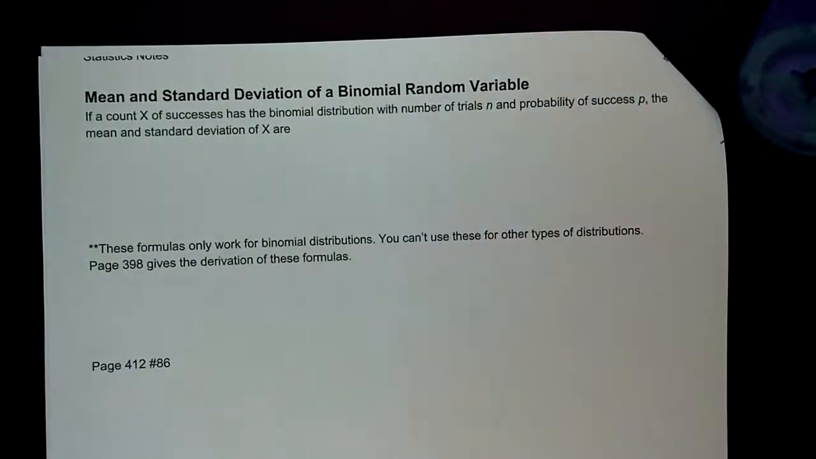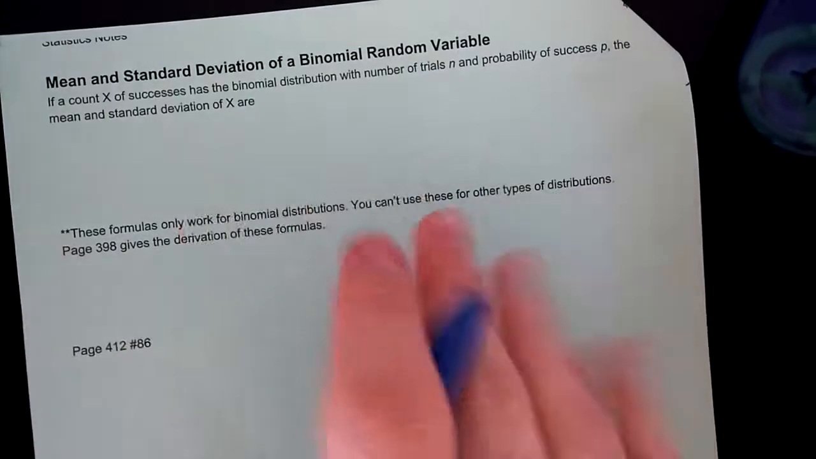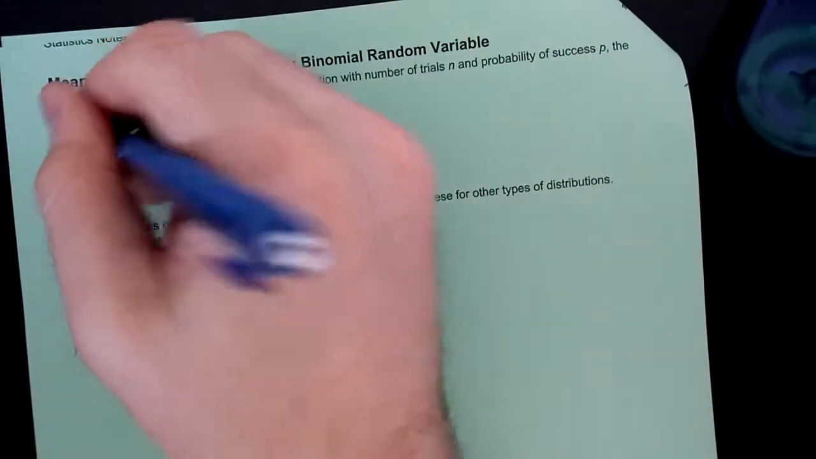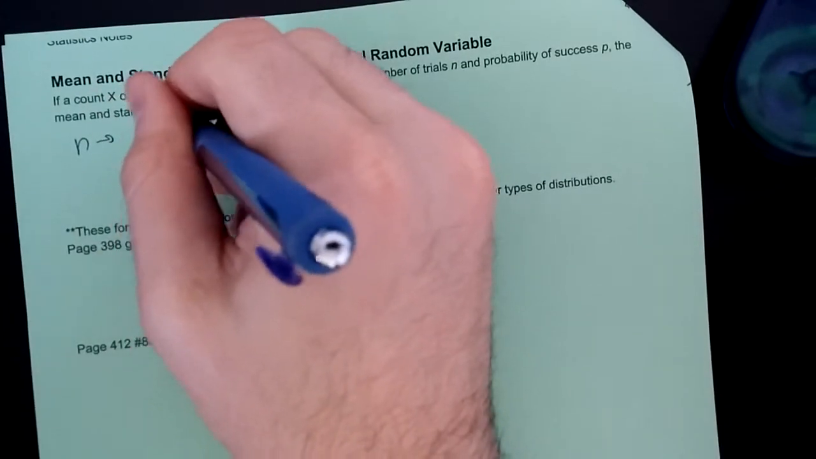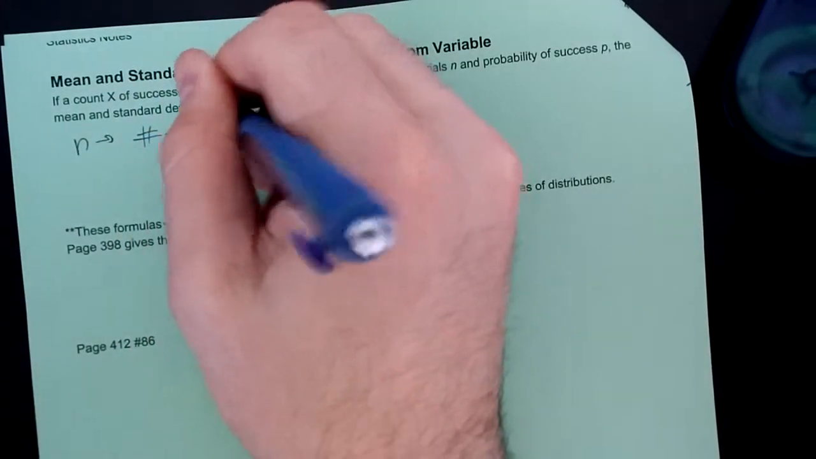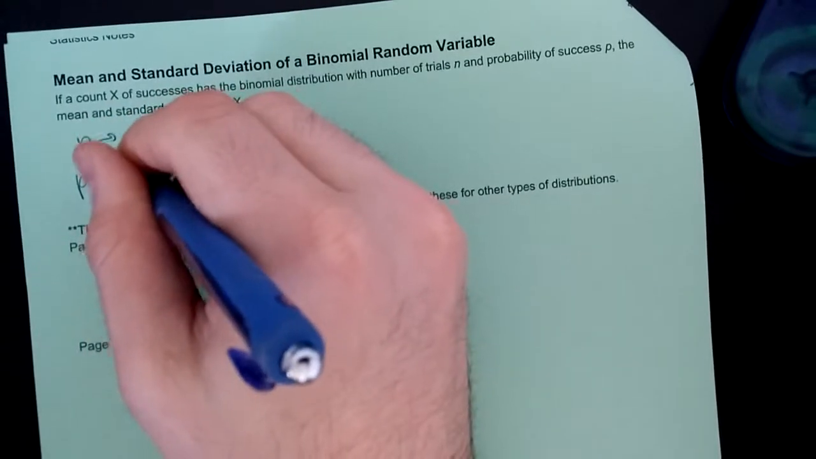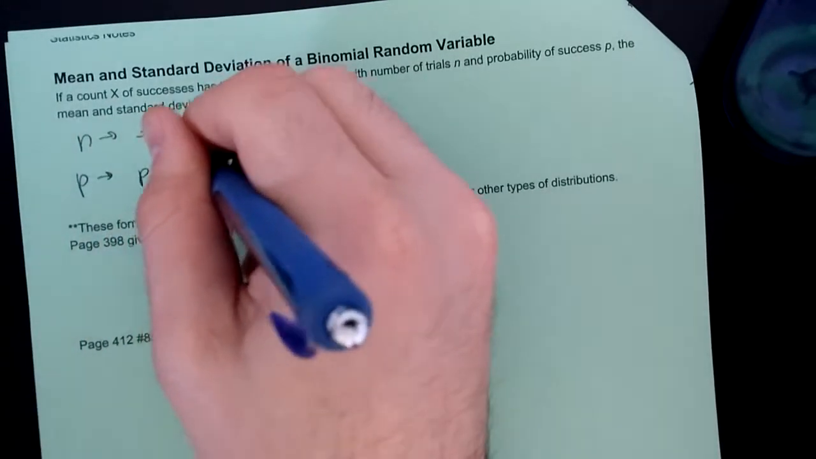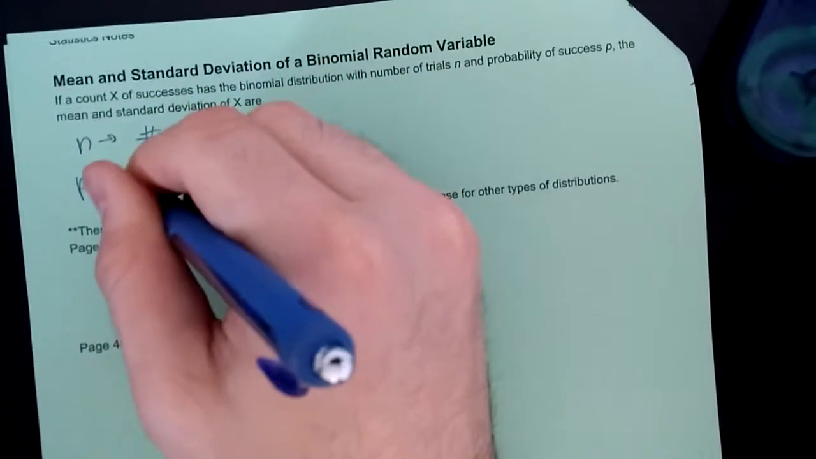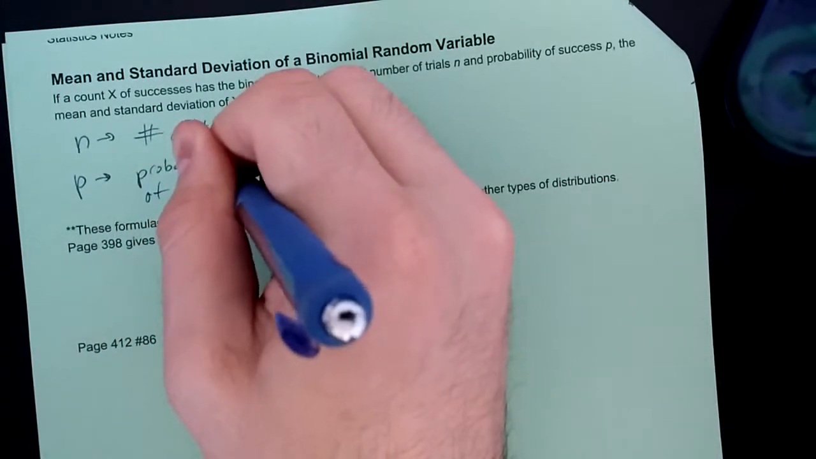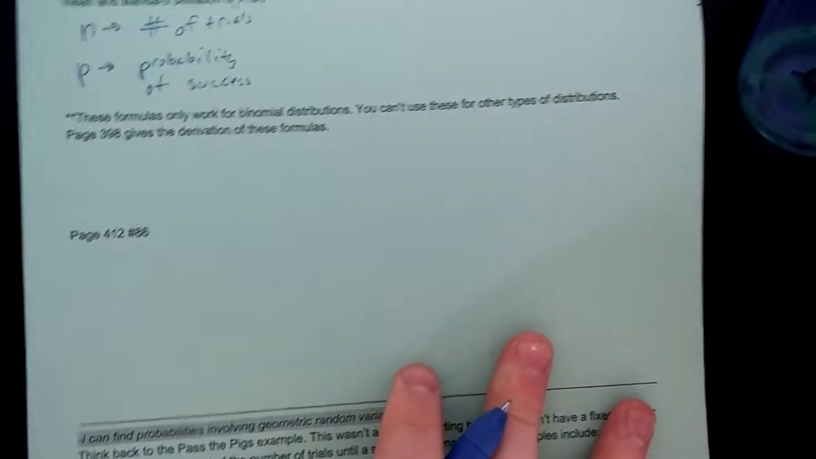Now, finding the mean and standard deviation, there are 2 formulas, one for each. First, again, let's say n is the number of trials, and p is your probability of success. So if you have those 2 parameters, you can use these 2 formulas for mean and standard deviation.